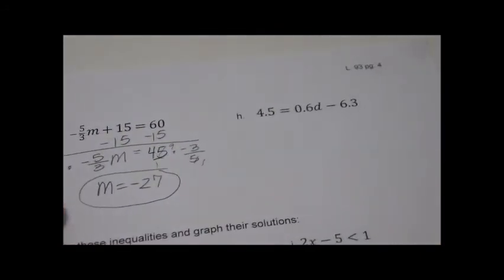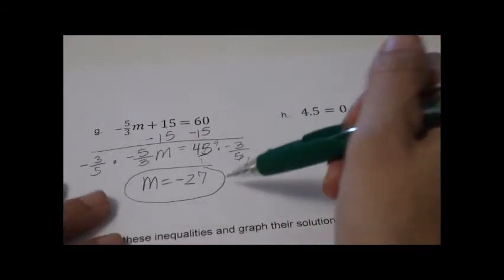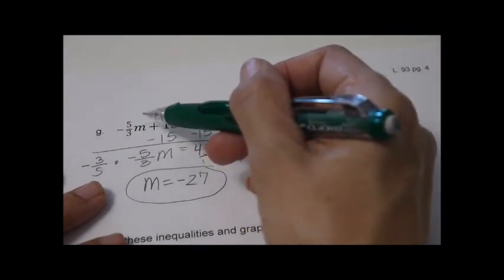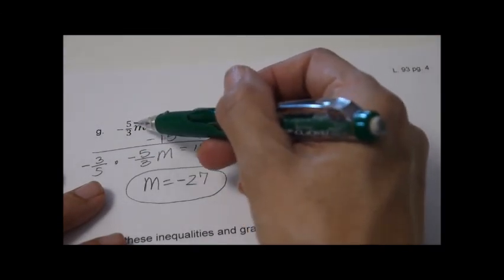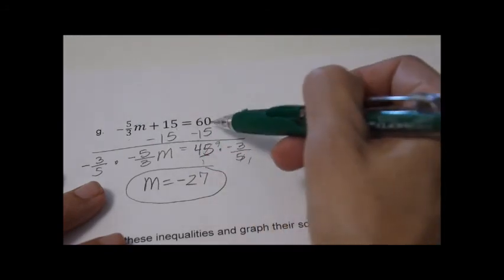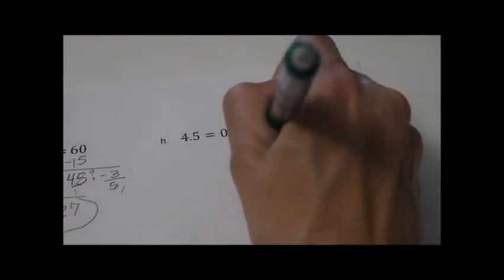There we go. And you can mentally check this, right? If I put a negative 27 in here, this is going to be a positive 27 divided by 3 is 9. 9 times 5 is 45. So this is positive 45, positive 15. Yes, that makes 60. Okay, so now we've got this one.